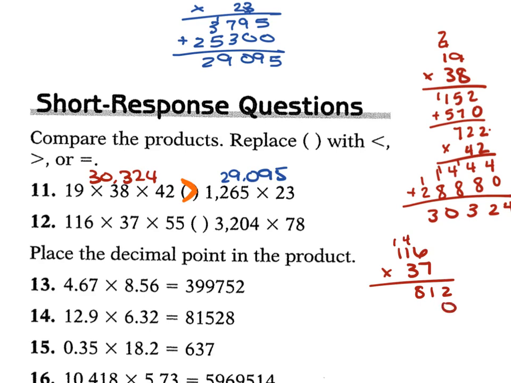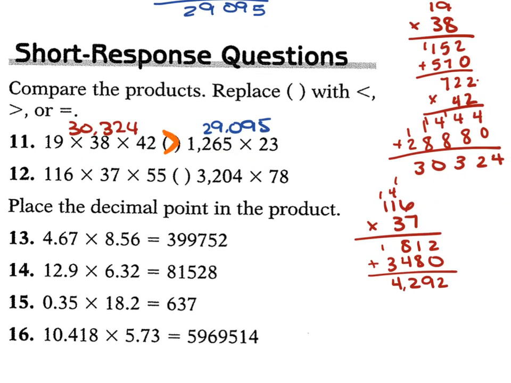Add the 0, move to the 3. 3 times 6 is 18. 3 times 1 is 3, plus 1 is 4. 3 times 1 is 3. Add these two. We get 2, 9, 12, carry the 1, 4,292.